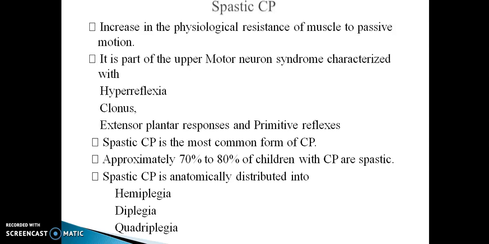Spastic CP is the most common form of cerebral palsy. If you see 10 children, 7 or 8 of them will be from this classification, that is, they will belong to spastic CP. Spastic CP is anatomically distributed, as I already told you, and we will commonly call them a spastic hemiplegic cerebral palsy child, spastic diplegic cerebral palsy child, or spastic quadriplegic cerebral palsy child. So the topographic classification has three types: hemiplegia, diplegia, and quadriplegia.